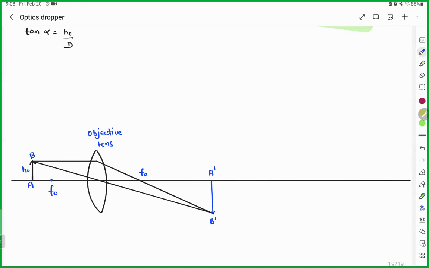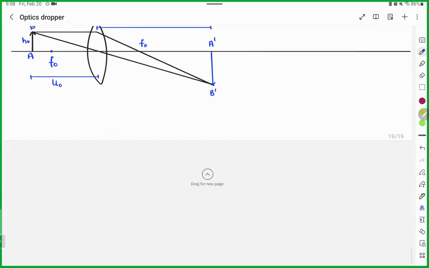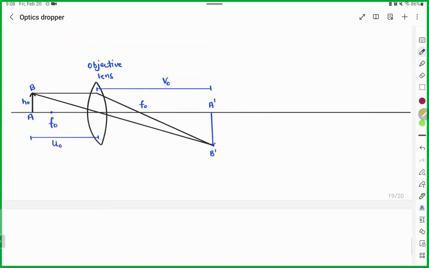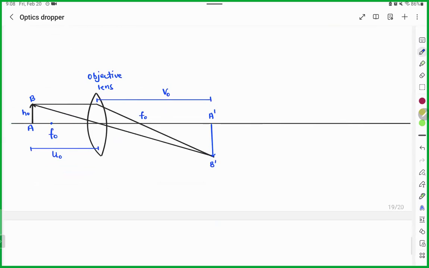In this case, this will be your object distance. That's why u for the object. And this one will be vo, which is the image distance for the objective lens. Now you have to make, oh my God, I made a mistake. That's okay. I will copy this.